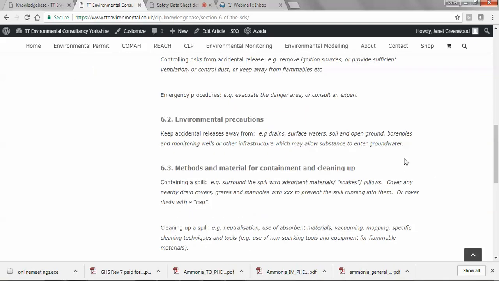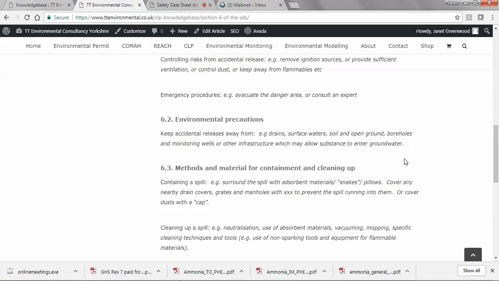Environmental precautions. A lot of things is just keep away from drains or surface water. Anything with aquatic toxicity, you should say keep out of drains, keep away from surface water, keep away from soil and open ground or boreholes, that sort of thing.